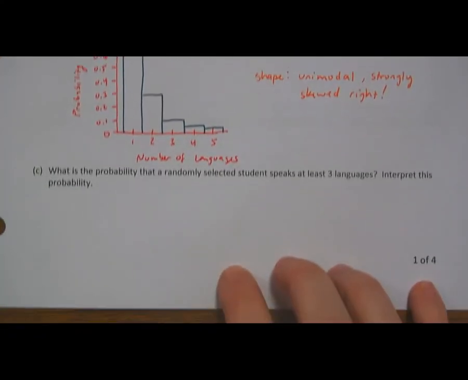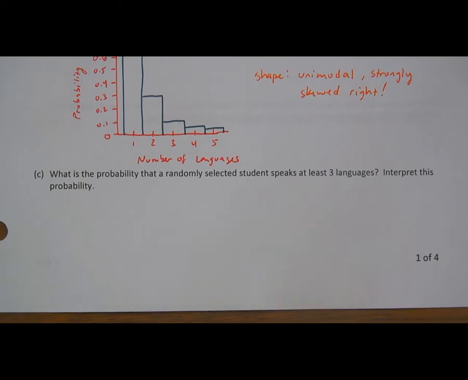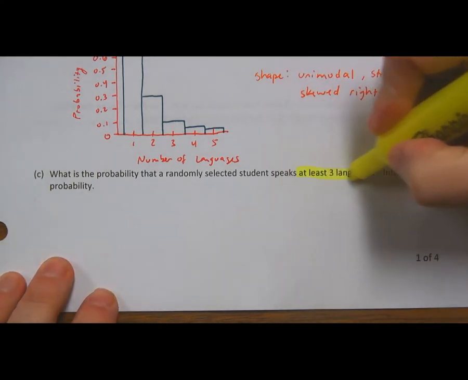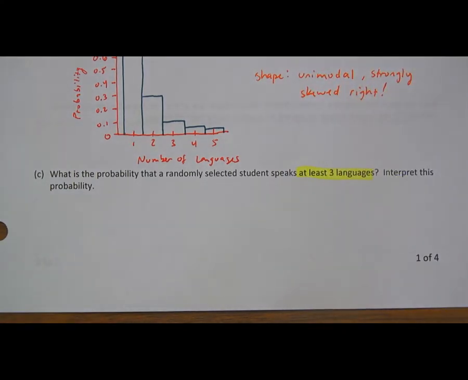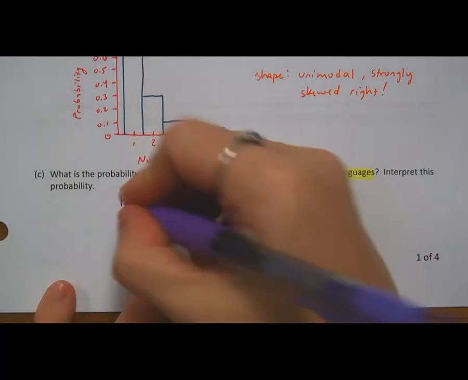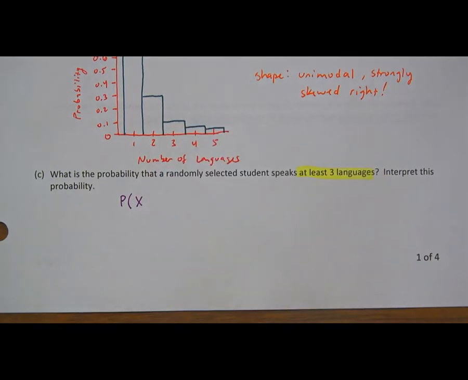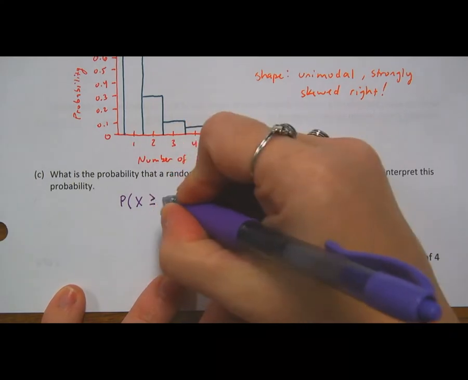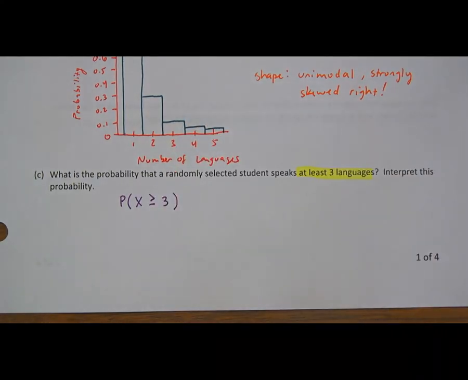So let's see if we can use some intuition on part C. It says, what's the probability that a randomly selected student speaks at least 3 languages? A lot of you could do this on your own, but I want you to be able to write that in symbols. So look how I write this. I want to know the probability that capital X, which represents the number of languages, is at least 3. So what symbol would I use for at least 3? Would it be less than, greater than, less than or equal to, greater than or equal to? Greater than or equal to 3 is how I would write it in symbols.